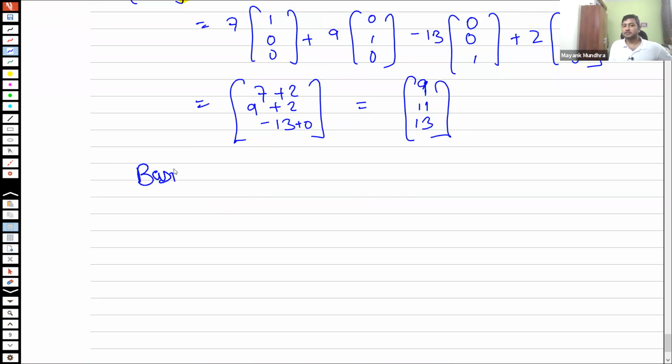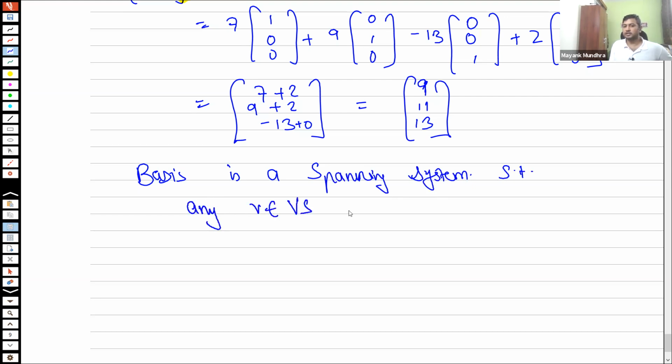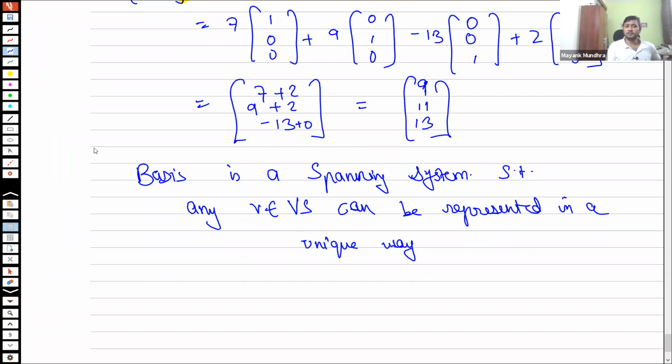So a basis is a spanning system such that any vector V belonging to the vector space can be represented in a unique way. So there will be a unique way in which you can represent any vector in the vector space if it is a basis.